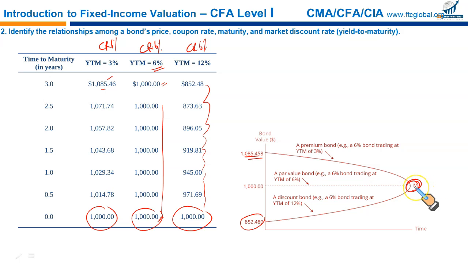So this convergence to par value at maturity is what we call the constant yield price trajectory. It shows how the bond price would change from 1,185 to 1,000 and from 852 to 1,000, how the bond price would change as time passes if its yield to maturity remained constant. That's why it's called the constant yield price trajectory.